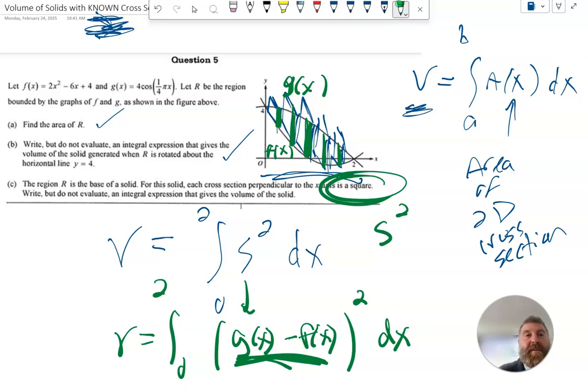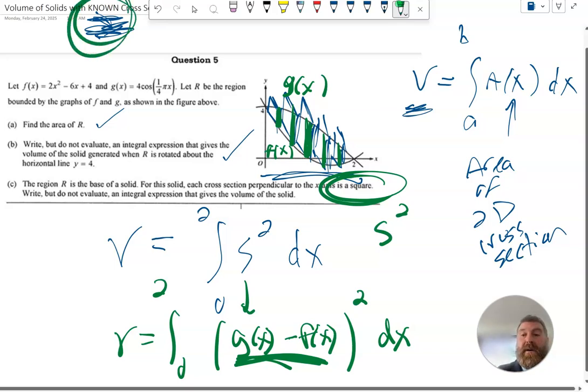So this is another problem which I hope will add to our volume prowess. So we should now be able to find virtually any volume by integrating the area of whatever the cross sections are, as long as we know the area of each of those infinite cross sections.